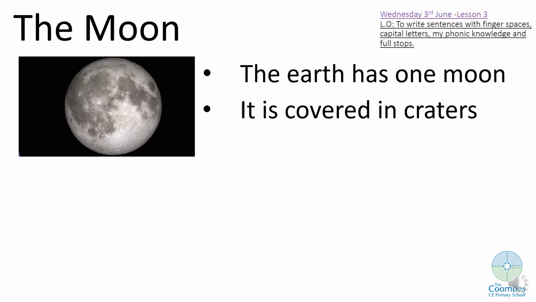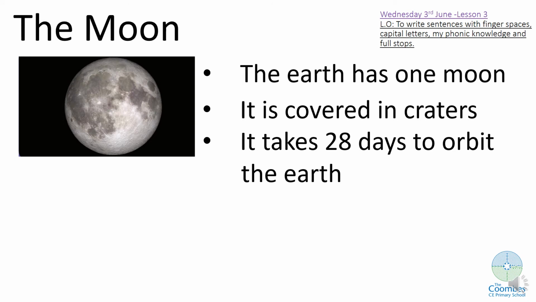Our moon is covered in craters. Now, craters are little ditches all across the surface of our moon, and these have come about because of the comets and the asteroids in space. So they are moving around space and they knock into the moon to create these craters.